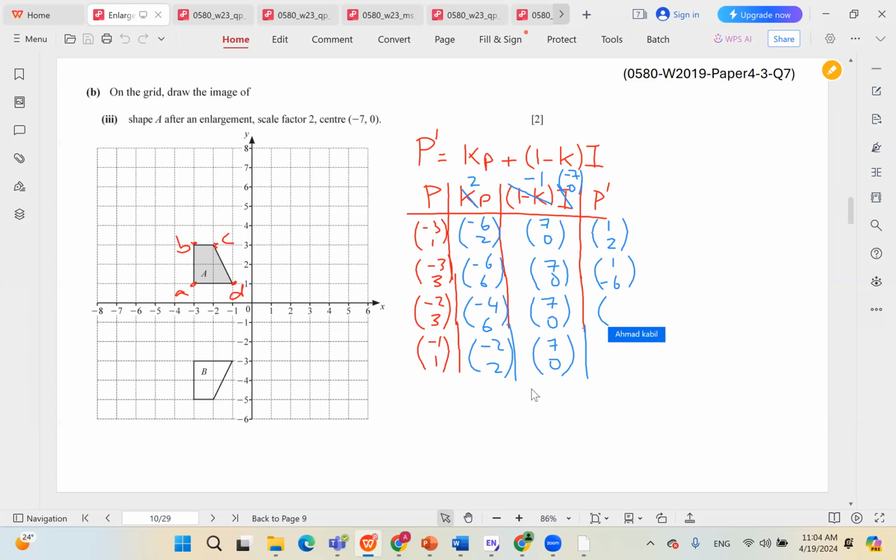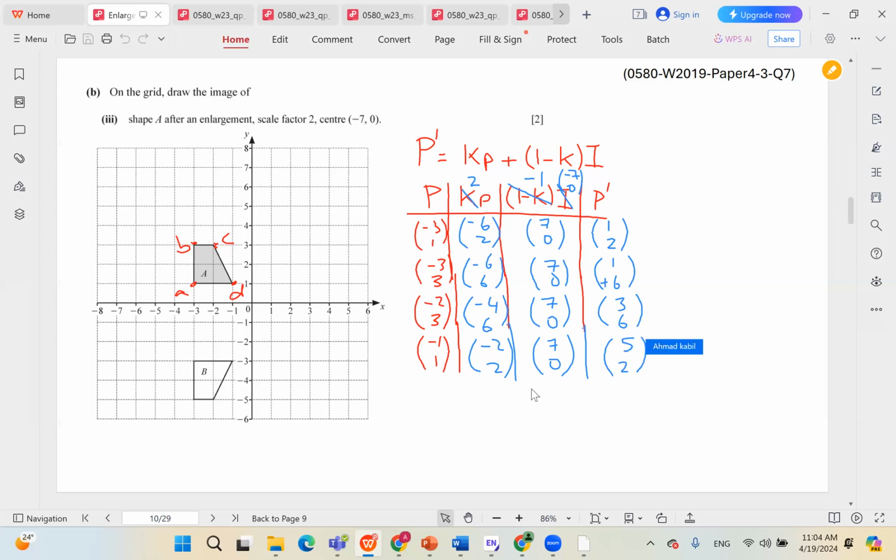This here would be 3 and 6. And finally, excuse me, so this was positive 6, not negative 6. I made a mistake here. And finally, here we have 5 and 2.